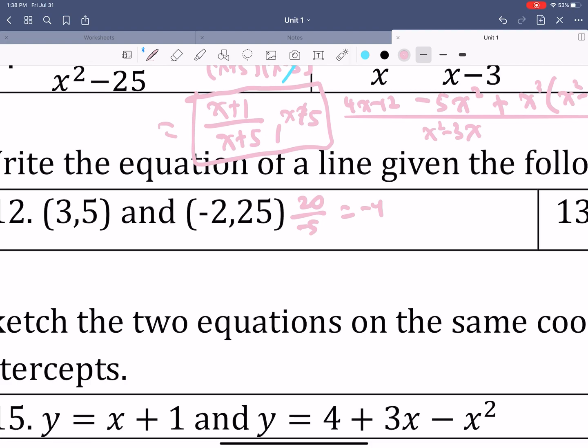So now I got 2 options for answers. I could write y minus 5 is equal to negative 4 times x minus 3, which is totally fine to write down because that's a valid form of a line. It's point slope form. You could also put in negative 2 comma 25, and that'll be another version.